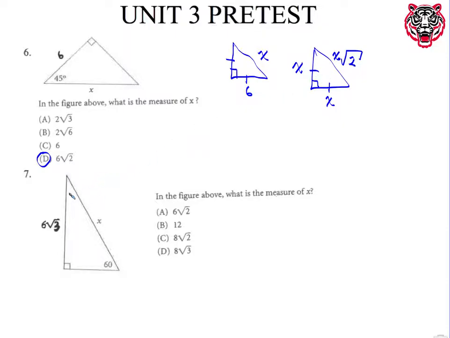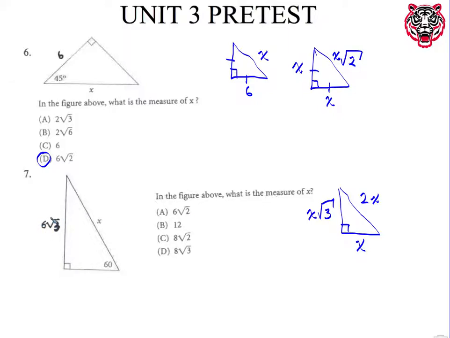All right, let's look at number 7. In the figure above, what is the measure of x? All right, so I have a 30, 60, 90. Remember the original 30, 60, 90. Oh gosh, my triangle can't be better here. My 30, 60, 90 has x, 2x, and x square root of 3. Square root of 3 goes on the leg, not the hypotenuse.